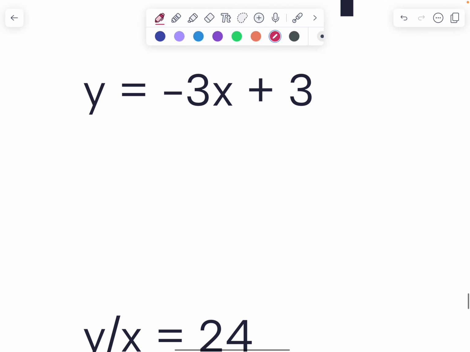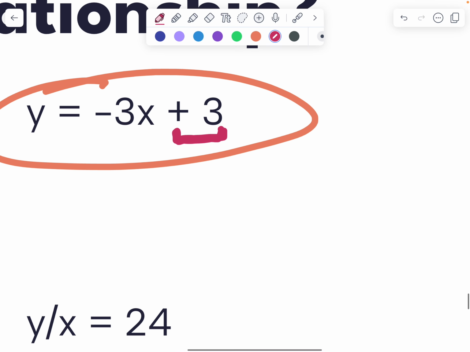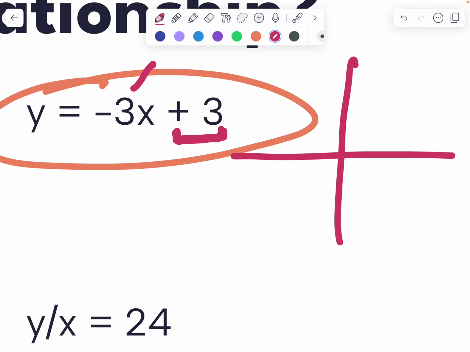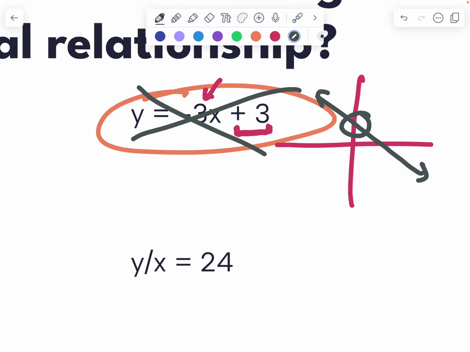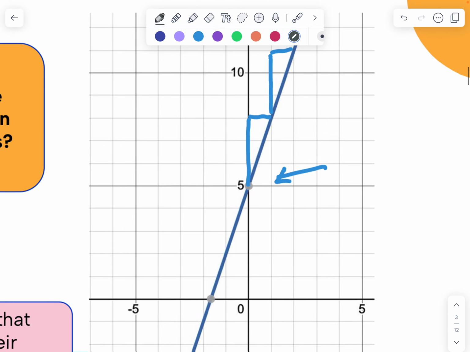This one, top right, looks close. Make your guess if it's proportional or not. It looks so darn close. This is the biker who had a 3-meter head start. So this one has a slope, that's your k, but he had a 3-meter head start. This would not hit the origin. This is a linear relationship. This is a graph that looks like that.